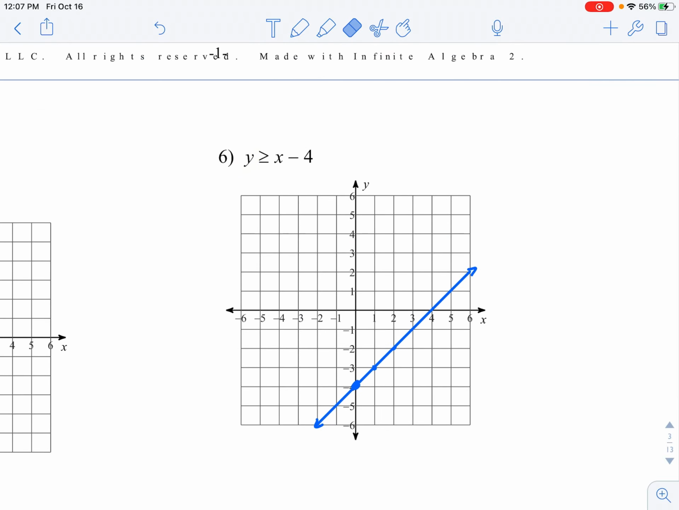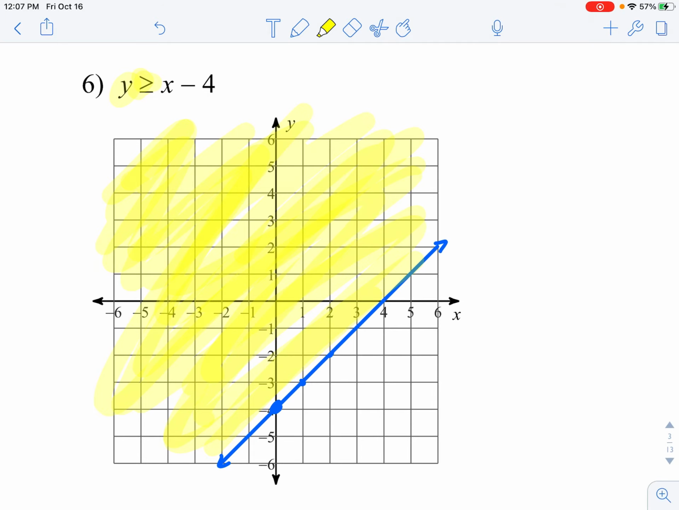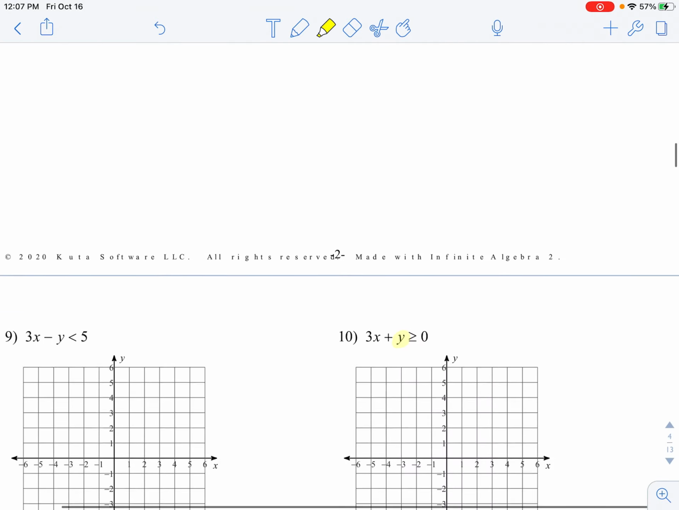When the y is isolated like this, y greater than, you shade above. Less than, you would shade below. So a greater than you shade above, the less than you shade below. That's a greater than, so I'm shading above it. That is probably the answer.